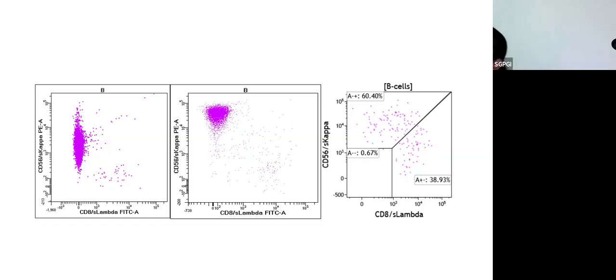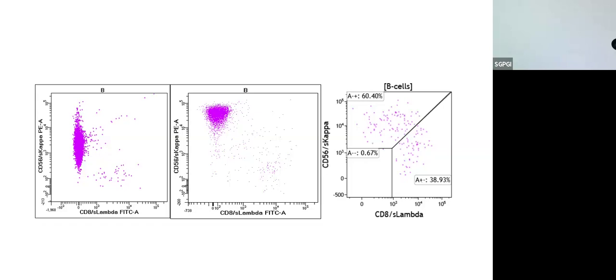What about plot B? Clonal, non-clonal? Clonal? Okay. What about the third plot? Clonal, non-clonal? Non-clonal, right? So for the third, I think all of you agree that this is non-clonal because your cells are splitting between lambda and kappa; there is one population that is kappa positive, and another population that is lambda positive.